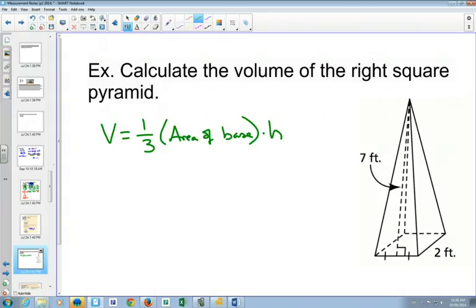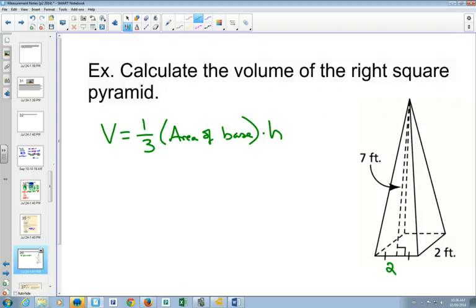Why is it 2? Because it tells us it's a square, right? So we know the area of the base because we know that this other side is going to be 2 as well, because it tells us in the question it's a square. If the question wasn't there and it just gave us the diagram, we wouldn't have enough information because we couldn't assume that that's a square.